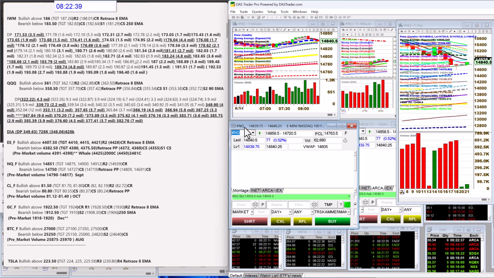Let's check out the NASDAQ futures. Bullish above 14,851. I went above the 8 EMA there. Bear below 14,750.